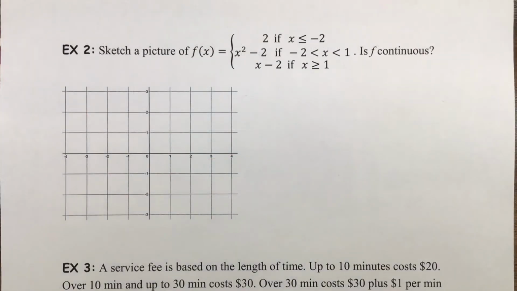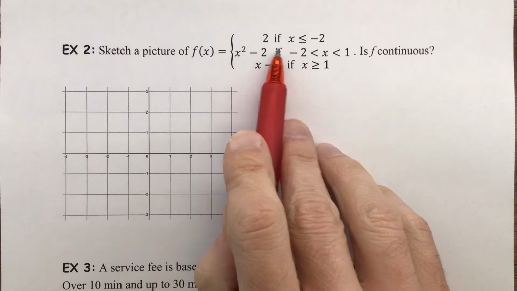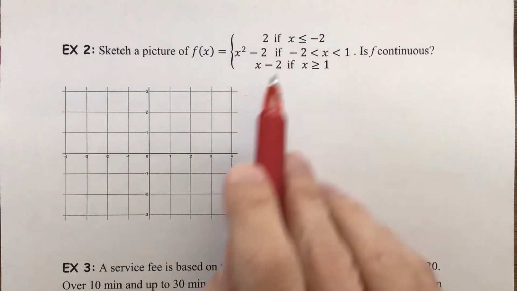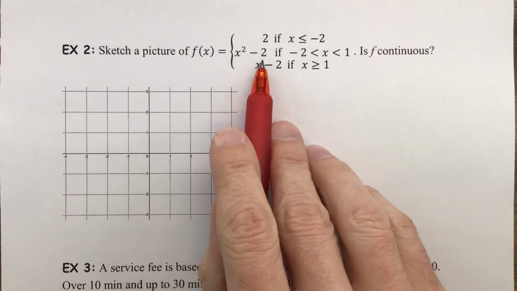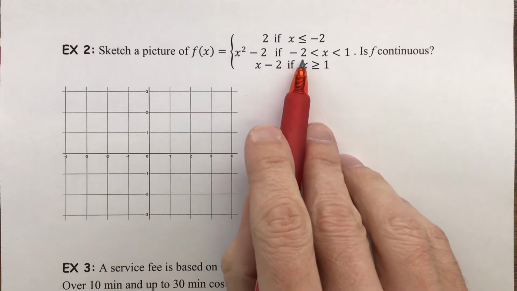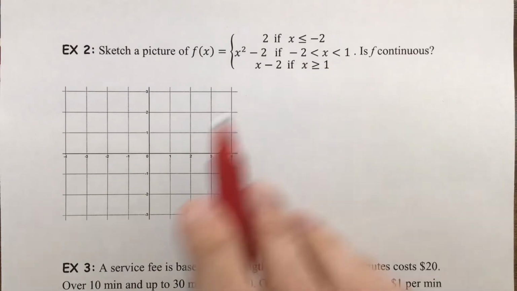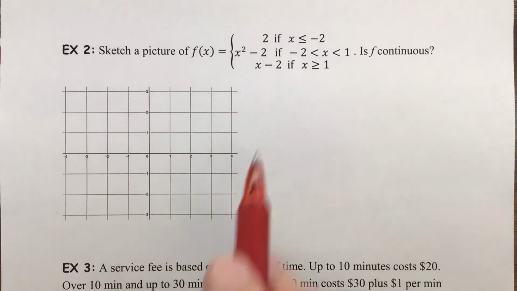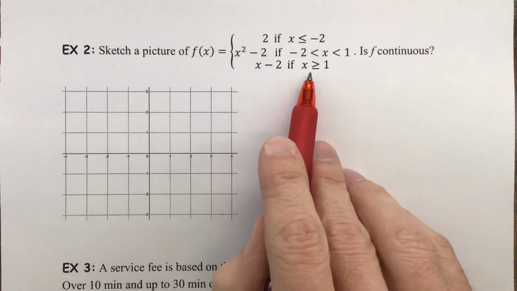All right, for example 2, we're going to sketch a picture of a piecewise function. When we're done with that, we're going to decide whether or not it is continuous. Okay, so our piecewise function, f of x, is going to be defined with three parts. You've got 2 if x is less than or equal to -2. You also have x squared minus 2 for the interval from -2 to 1, but not including those values. We also have x minus 2 for x greater than or equal to 1.